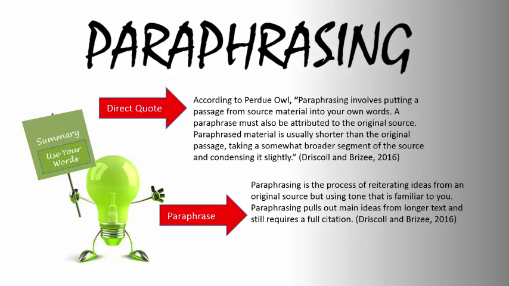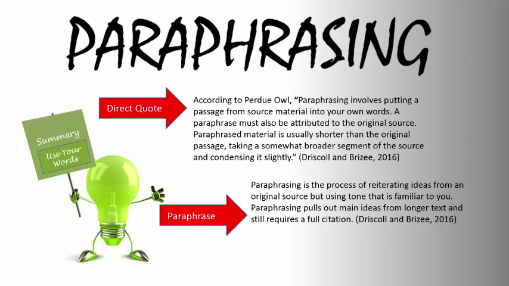Paraphrasing. According to Purdue OWL, "paraphrasing involves putting a passage from source material into your own words. A paraphrase must also be attributed to the original source. Paraphrase material is usually shorter than the original passage, taking a somewhat broader segment of the source and condensing it slightly." This was a direct quote from Purdue OWL's website, which is why we put it in quotation marks.